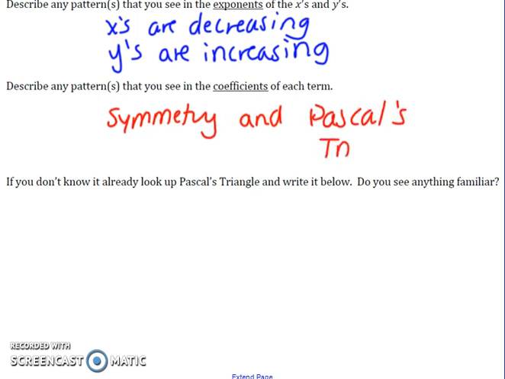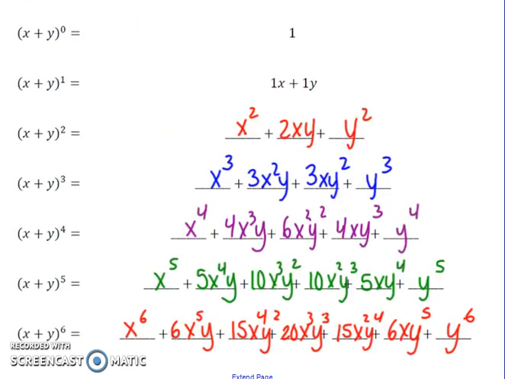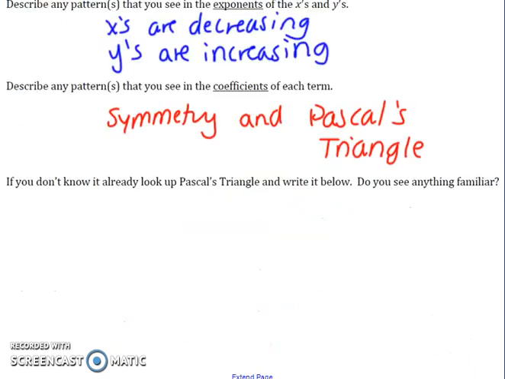So Pascal's triangle is going to give us all of the coefficients, all the numbers before our variables. When we have 1x plus 1y, those 1's are our coefficients. 1x squared plus 2xy plus 1y squared. 1x to the third plus 3x squared y plus 3xy squared plus 1y cubed. All of those numbers in front are my coefficients. If we don't know Pascal's triangle, we look it up.